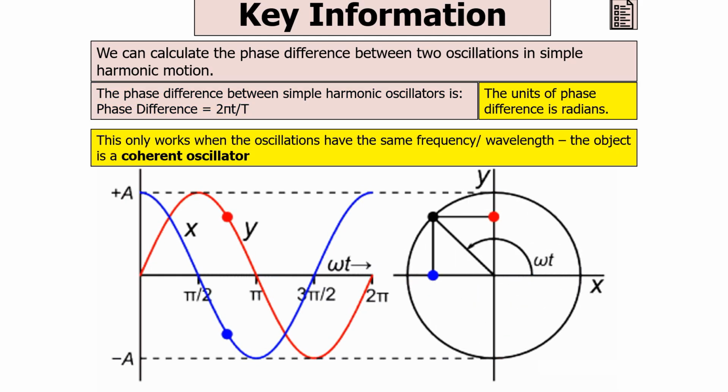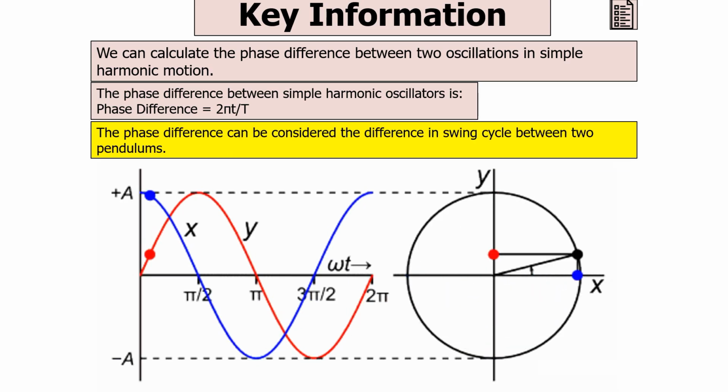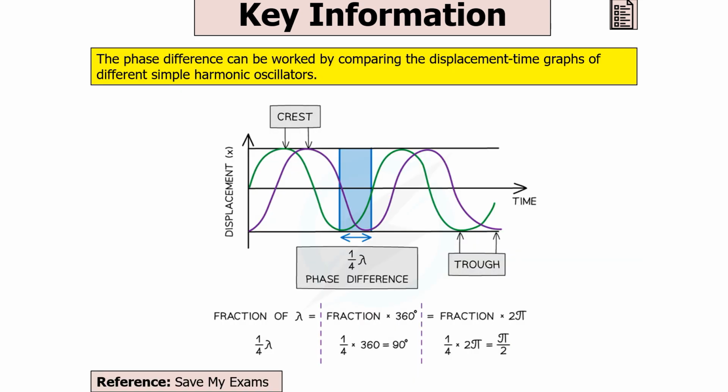Our unit of phase difference in this concept will be radians, and this only works when the oscillations have the same frequency or wavelength. The objects are coherent oscillators. Now the phase difference can be considered the difference in swing cycle between two pendulums. So the phase difference can be worked out by comparing the displacement-time graphs of different simple harmonic oscillators, as shown in the following image on the screen.